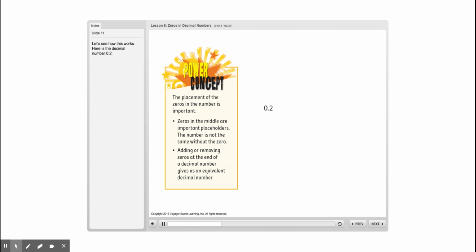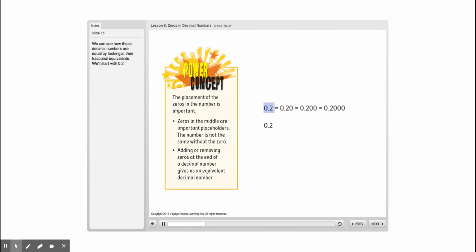Let's see how this works. Here is the decimal number 2/10. It is equivalent to the decimal number 20/100 because the zero is added at the end. This is also equivalent to the decimal numbers 200/1,000 and 2,000/10,000.